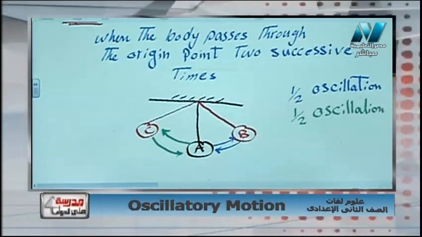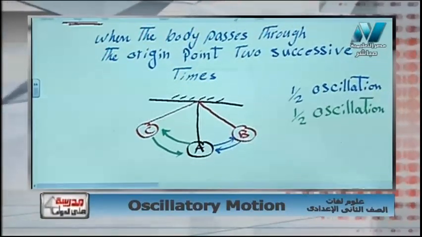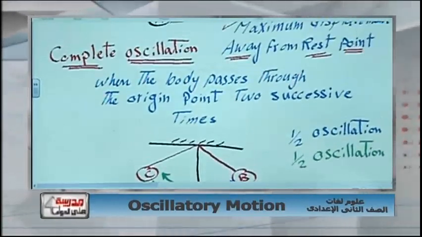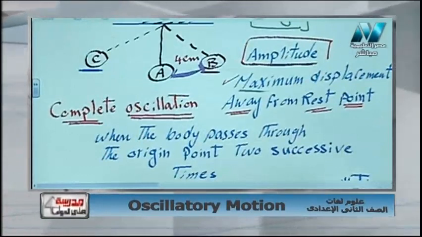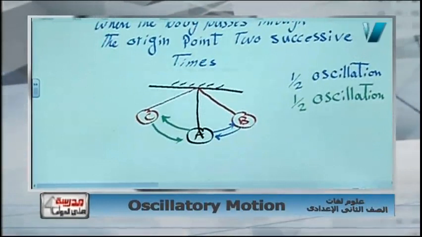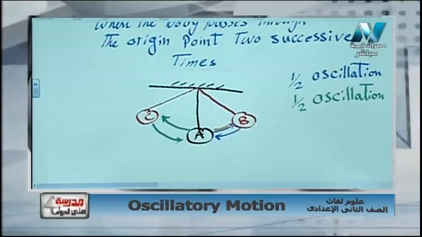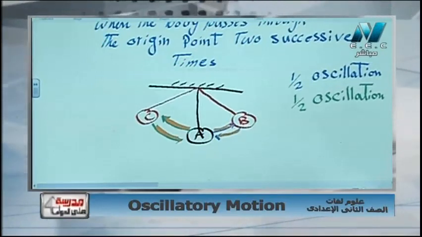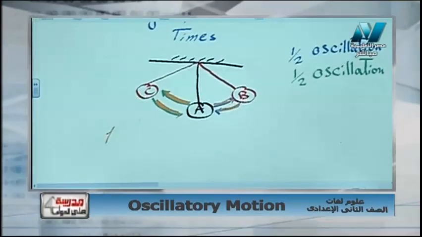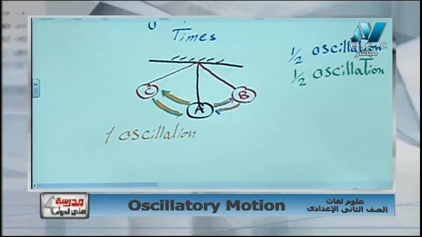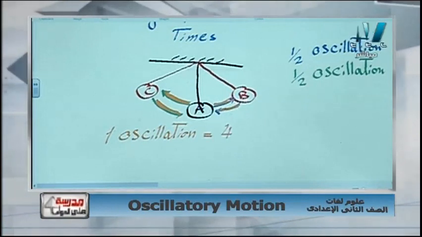We talk about oscillation, but we should know how many amplitudes. We know now amplitude is the maximum displacement away from the rest point. How many amplitudes do we have here? 1, 2, 3 and 4. So now we can conclude that one oscillation equals 4 amplitudes.